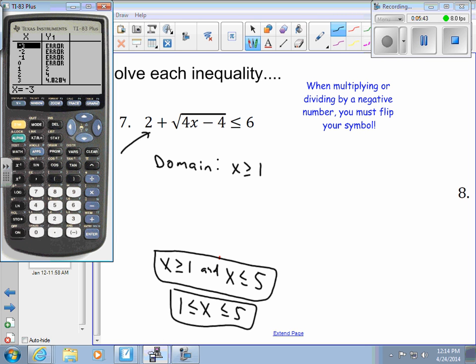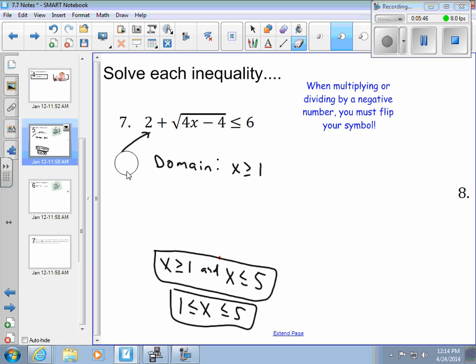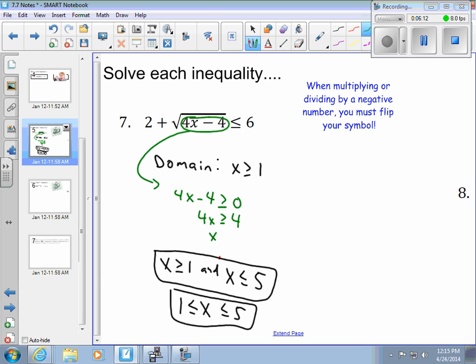Another way to find that same domain, if you don't want to graph, would be to look at what's underneath the radical sign. If you take that and you set it greater than or equal to 0, you'll get the same thing, x being greater than or equal to 1. Because the smallest thing you can take a square root of is 0, if you set that greater than or equal to 0, you get the same thing. Add 4, divide by 4, and you get the same thing that we got here. So you can either graph it or set what's underneath the square root bigger than or equal to 0.